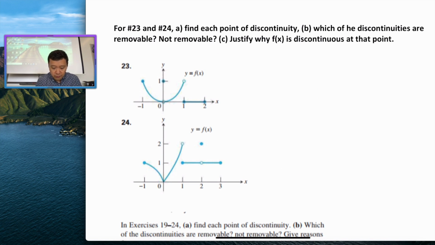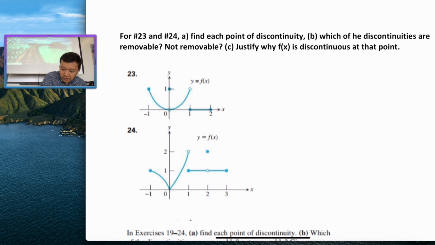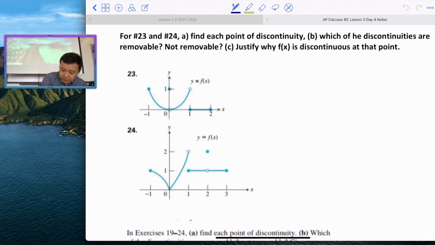For 23 and 24, find each point of discontinuity. Pretty easy to find, right? Part B, which of the discontinuities are removable and which ones are not removable? So I see a typo there. And part C, justify why f of x is discontinuous at that particular point. So if you look at number 23, let's actually point out where the removable discontinuities are.